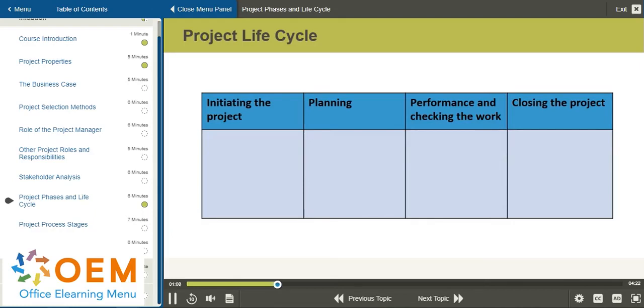Closing a project involves transferring the product or service to those who will maintain or use it. It also entails documenting lessons learned and releasing the project team.